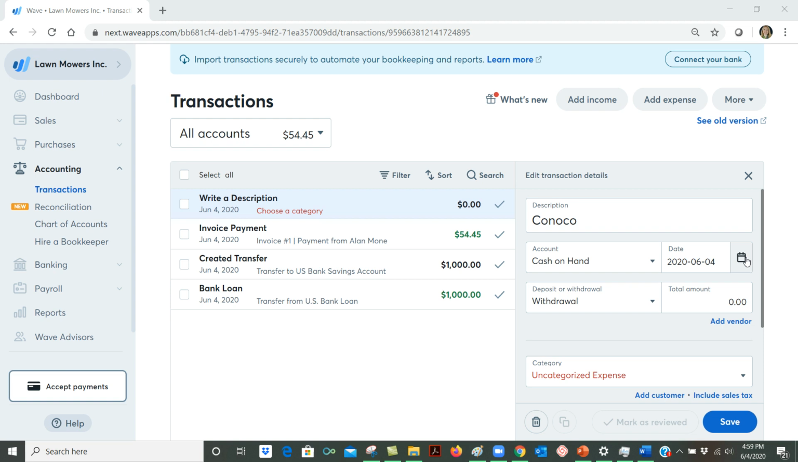I'm going to go ahead and go with the default date, which is today's date, leave this as a withdrawal, and then enter in the amount as $25.